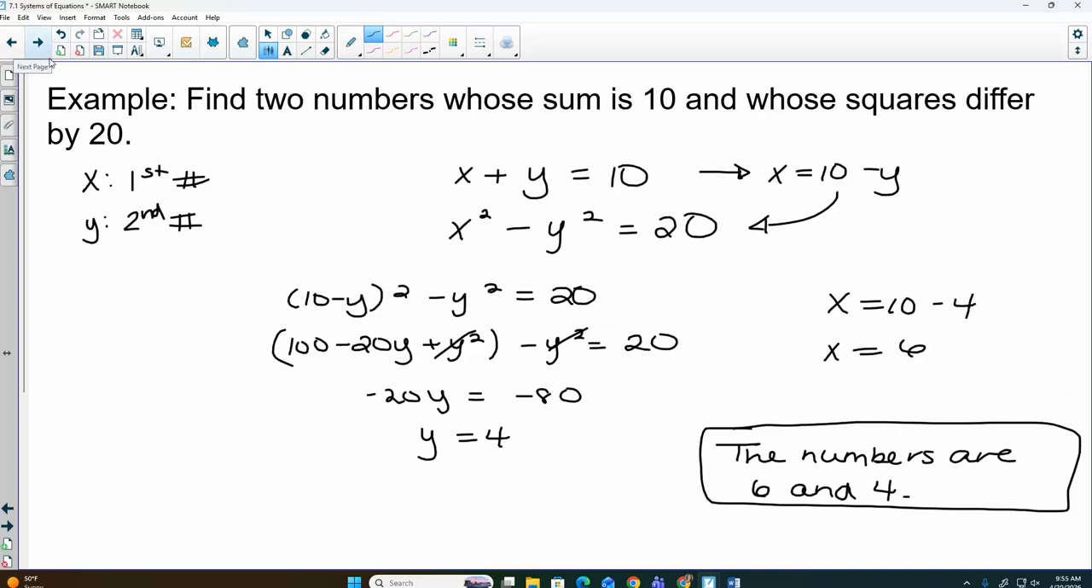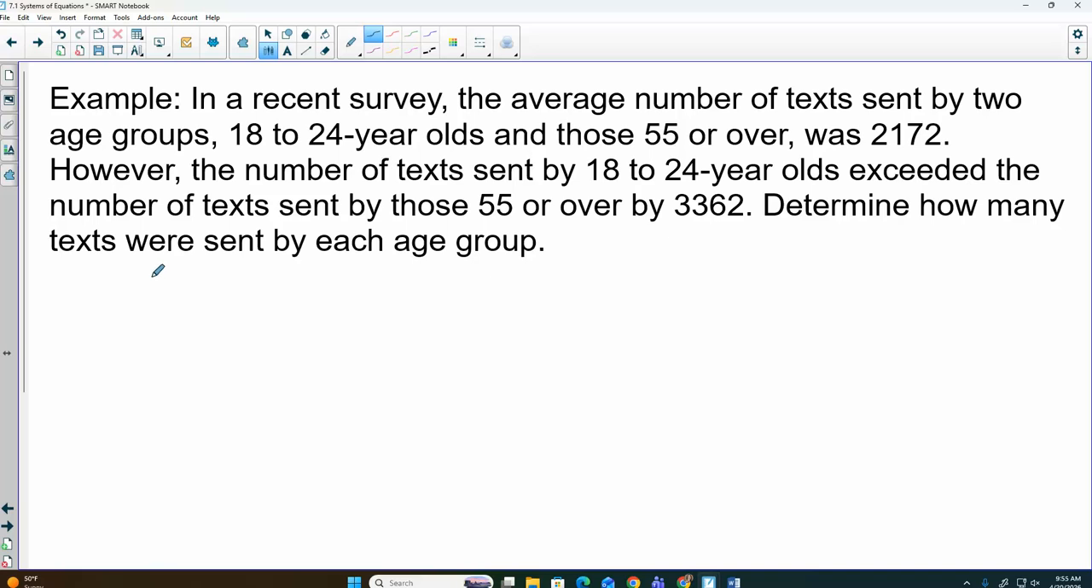Look at the next one. In a recent survey, the average number of texts sent by two age groups, 18 to 24-year-olds and those 55 or over, was 2,172. However, the number of texts sent by the 18 to 24-year-olds exceeded the number sent by those 55 or over by 3,362. Determine how many were sent by each age group.